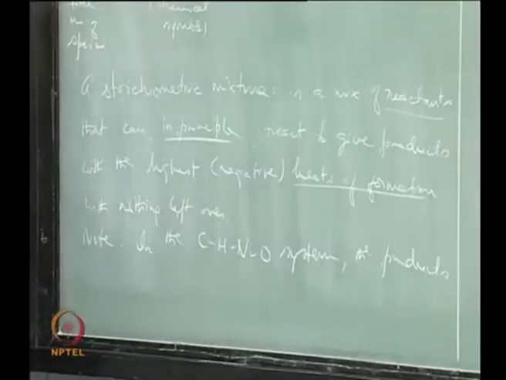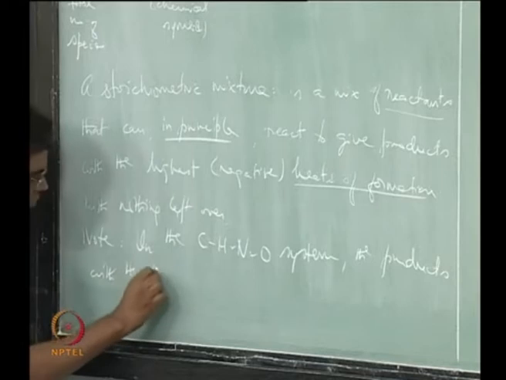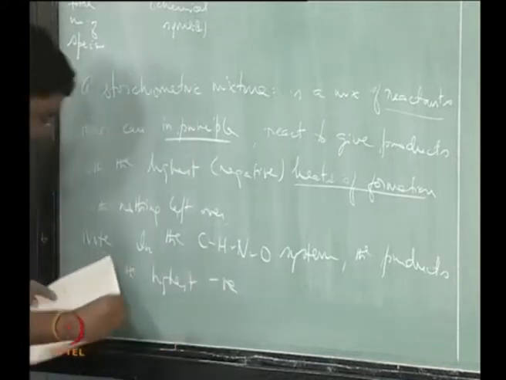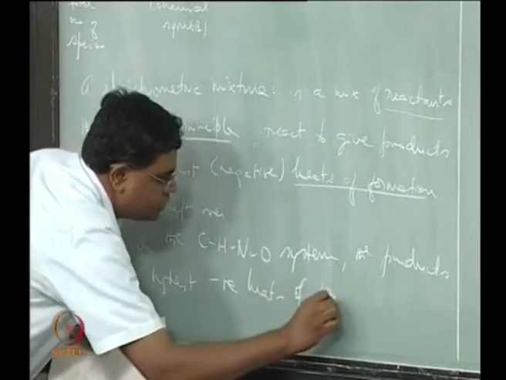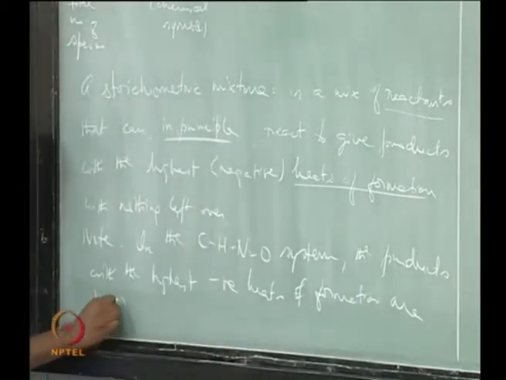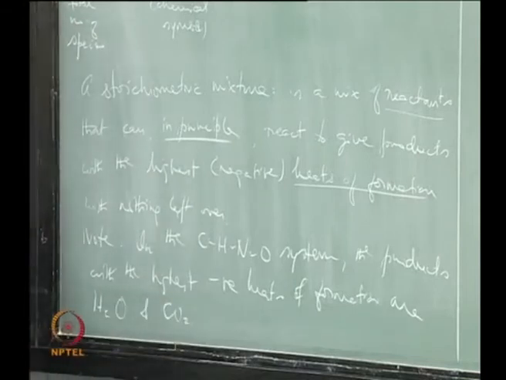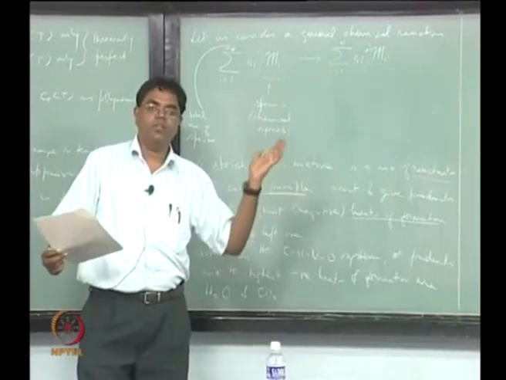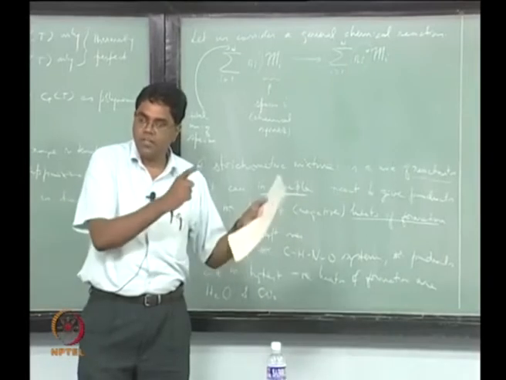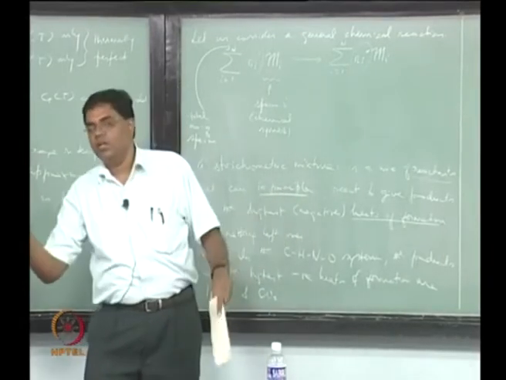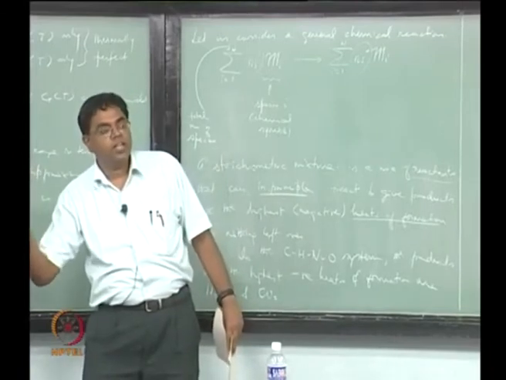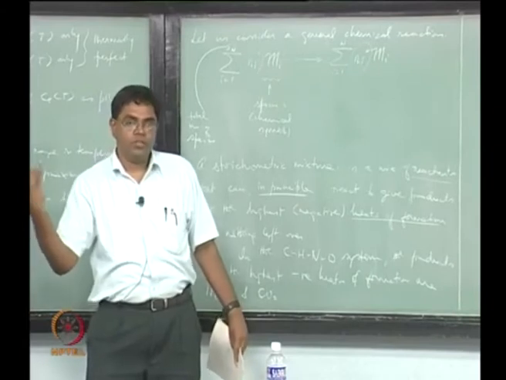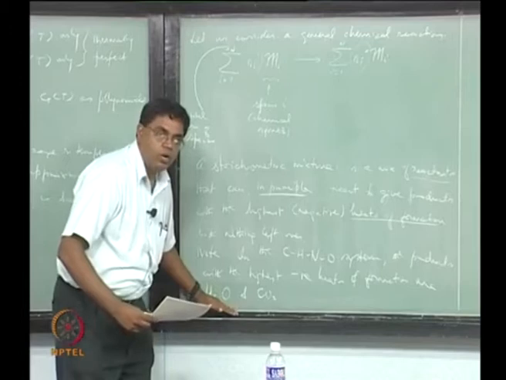the products with highest negative heats of formation are H2O and CO2. So that's the reason why I was expecting that if methane was getting oxidized, I would look for carbon dioxide and water as the final stable products. Once I get them, then I start looking at whether I have some more methane or oxygen left over. If not, I look at what's the proportion at which I took my oxygen and methane, and then that proportion is the stoichiometric mixture.